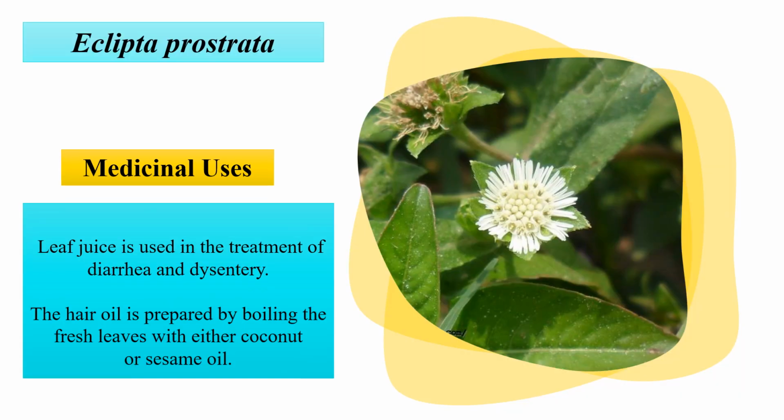Now the Eclipta prostrata, the Bhringraj plant. I think everyone has heard the name Bhringraj. In many hair oils, in many advertisements, you have observed the name Bhringraj. The hair oil is prepared from this plant by boiling the fresh leaf with either coconut or sesame oil. So this plant is highly important for the health of our hair, and also for the human body. The leaf juice is used in the treatment of diarrhea and dysentery.